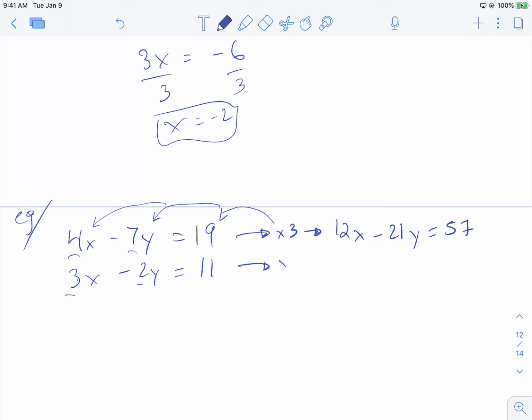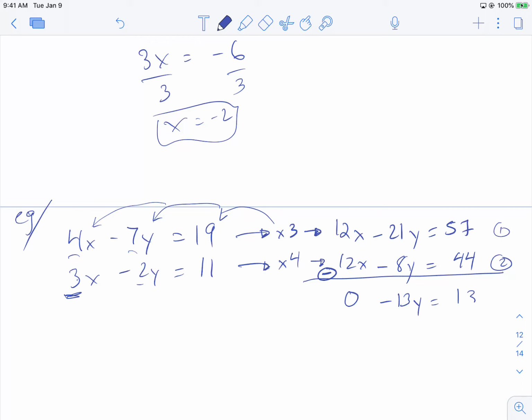And this one I need to multiply by 4 in order to get this up to 12. So 3 times 4 is going to give me 12x minus 8y equals 44. So I have my two equations, 1 and 2, and since I have the same sign for x, I'm going to use subtraction. 12 minus 12 is 0. Negative 21 minus negative 8 is going to give me negative 13y. And 57 minus 44 gives me 13.